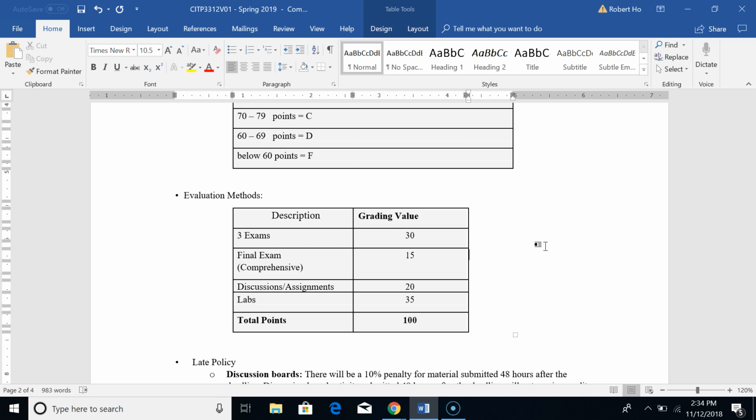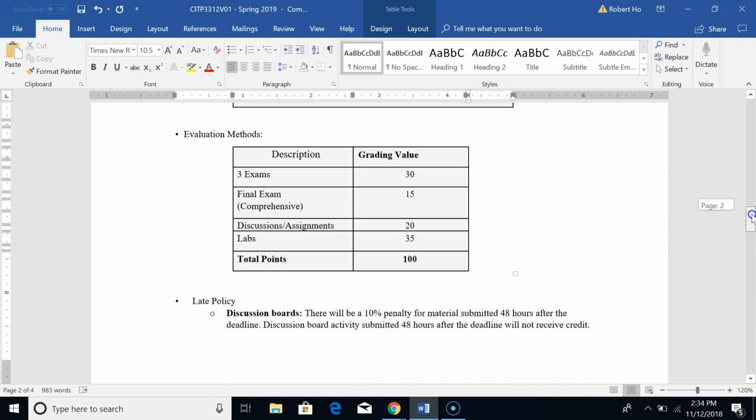Discussion and assignment is 20, and the lab is 35. Okay, so let me repeat again. The 3 exams are 30, the final exam 15, discussion and assignment 20, and labs 35. So at the end of the semester, when we add all of the points, it comes up to 100. Okay, all right, so let's move on to the next one.